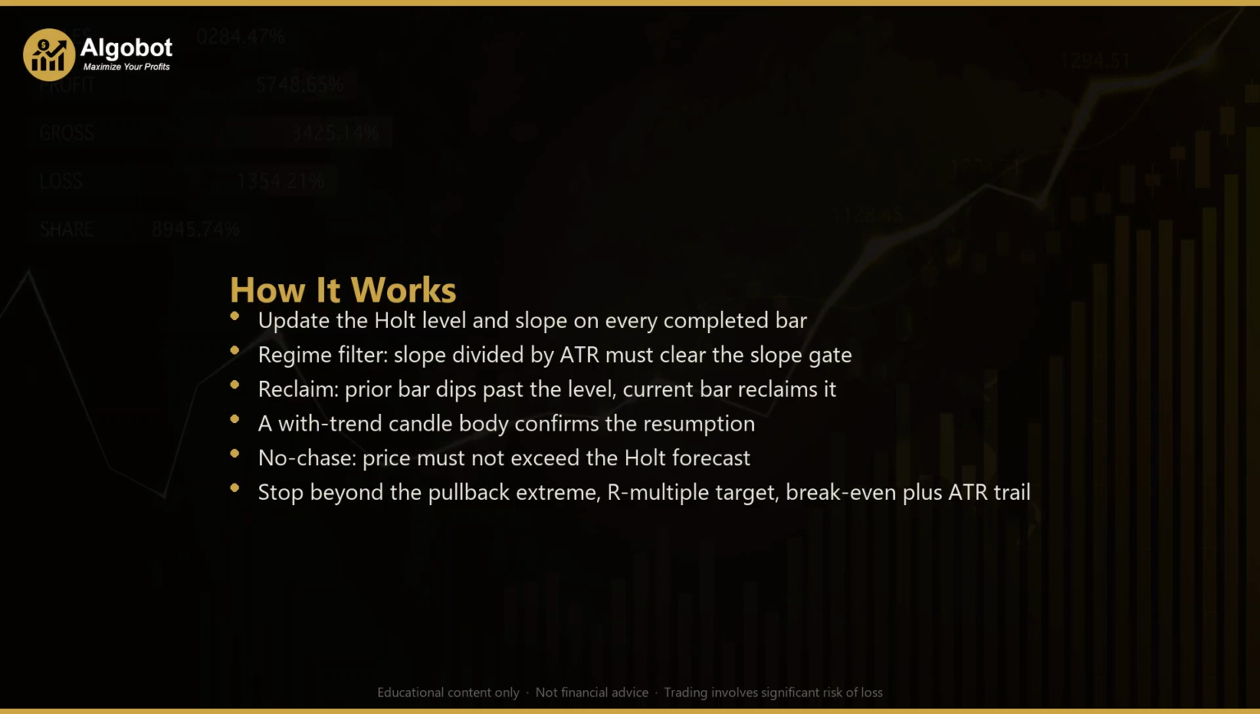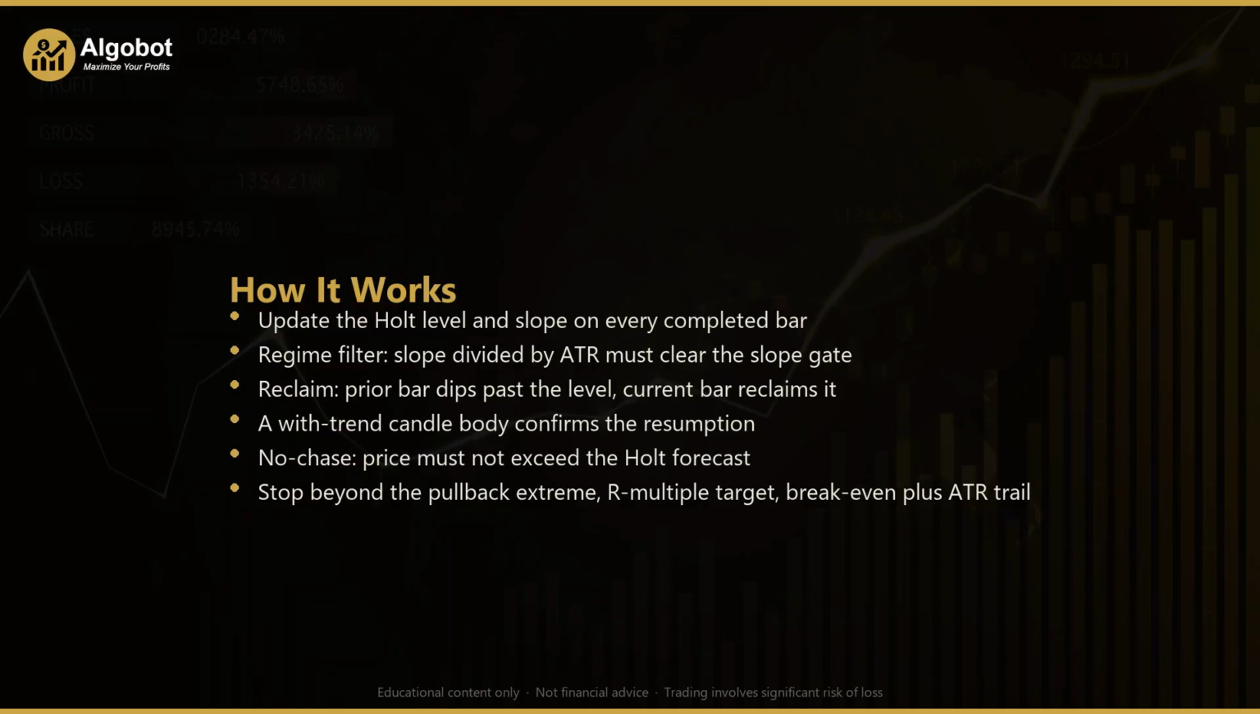The third filter is the no-chase rule, and this is where the forecast is used directly. For a long, the close must still sit at or below the level plus the horizon times the trend, using a default forecast horizon of 3 bars. In plain terms, price must not have already run past where the model projects, which blocks entries on overstretched bars. When all three align, the strategy places the trade.